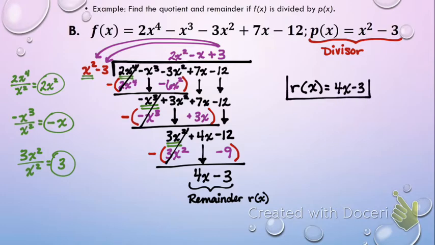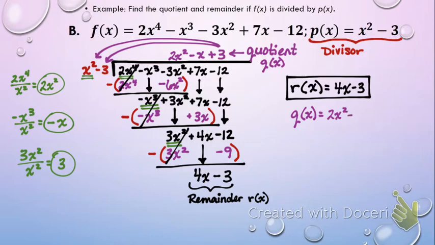What is my quotient, Q of x? All the numbers up here from the division. Here's my quotient. So Q of x is equal to 2x squared minus x plus 3.